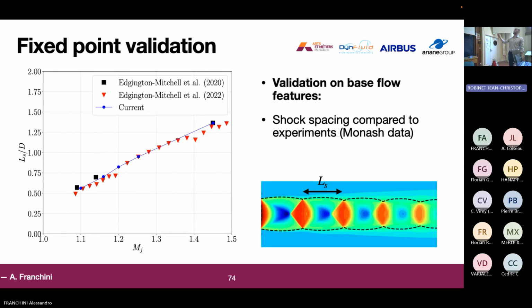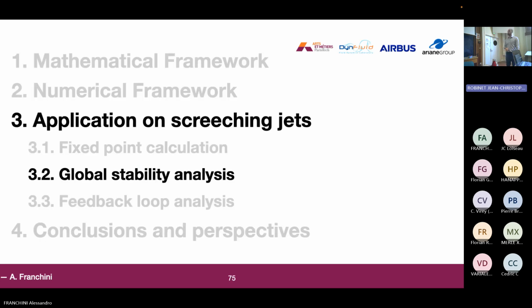So for each case, we validate by looking at the shock cell spacing. Here we can see that the blue is the one calculated in our simulation, where Ls represents the shock cell spacing, and we can see that we follow the curves from experimental data coming from two different works. So now that we have the fixed point solution, we can do global stability analysis over these fixed point solutions.